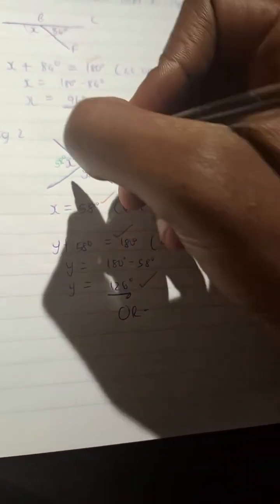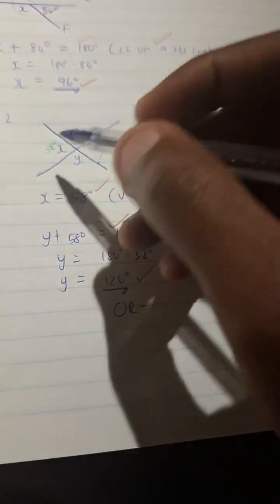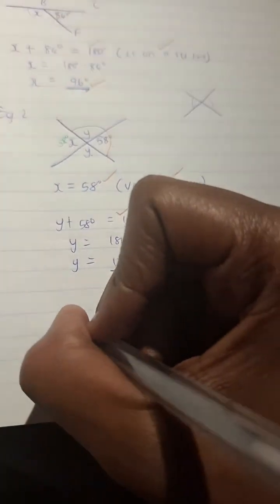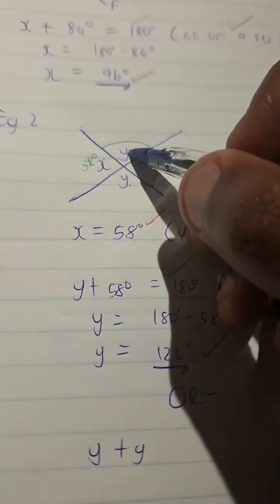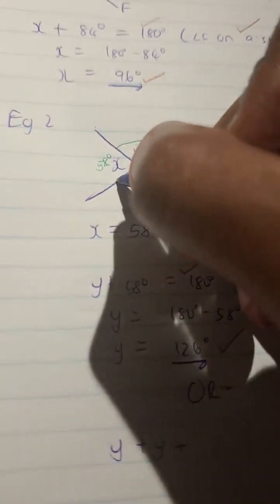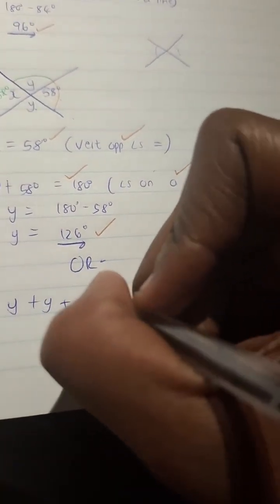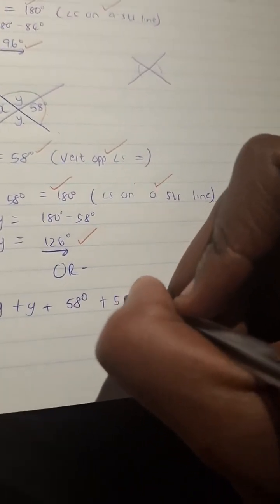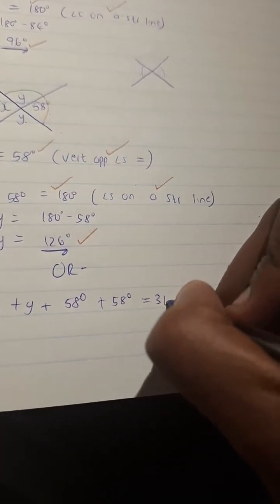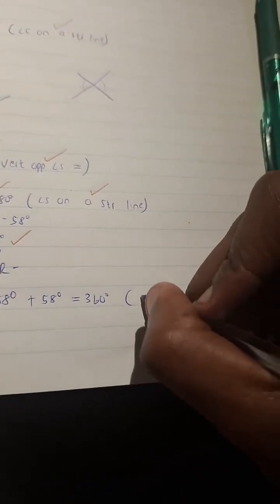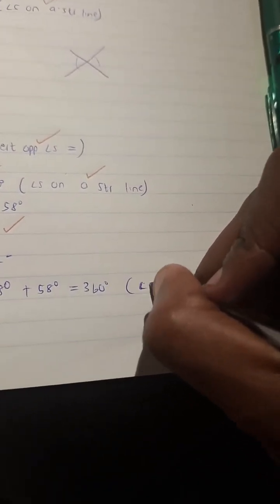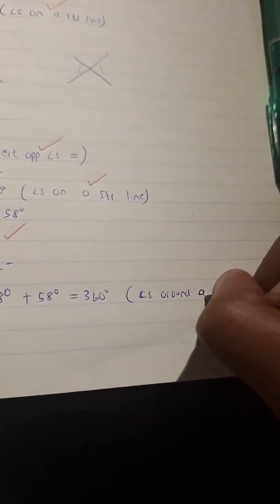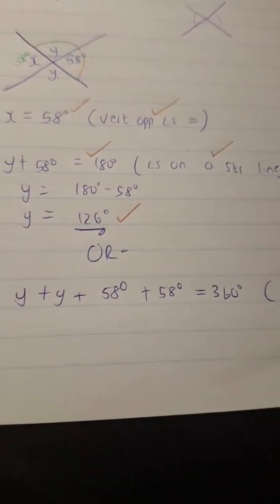Hopefully we would be given the letters a, b, c, d, so that we could say angle sum is equal to that. Then we can say y plus this y plus the 58 degrees that we had found from the initial answer, plus another 58 degrees is equal to 360 degrees. Then we'd say angles around a point, or angles in a revolution. It doesn't matter which reason we utilize.